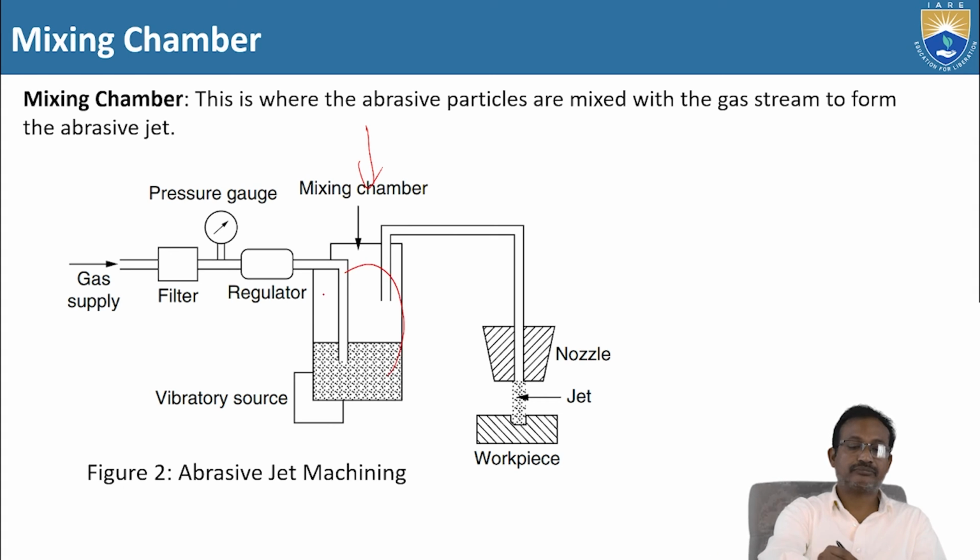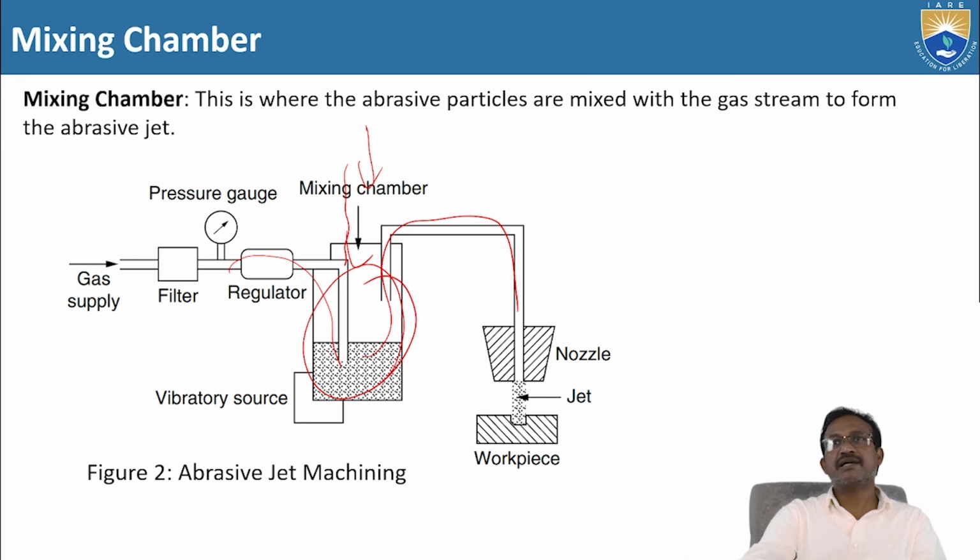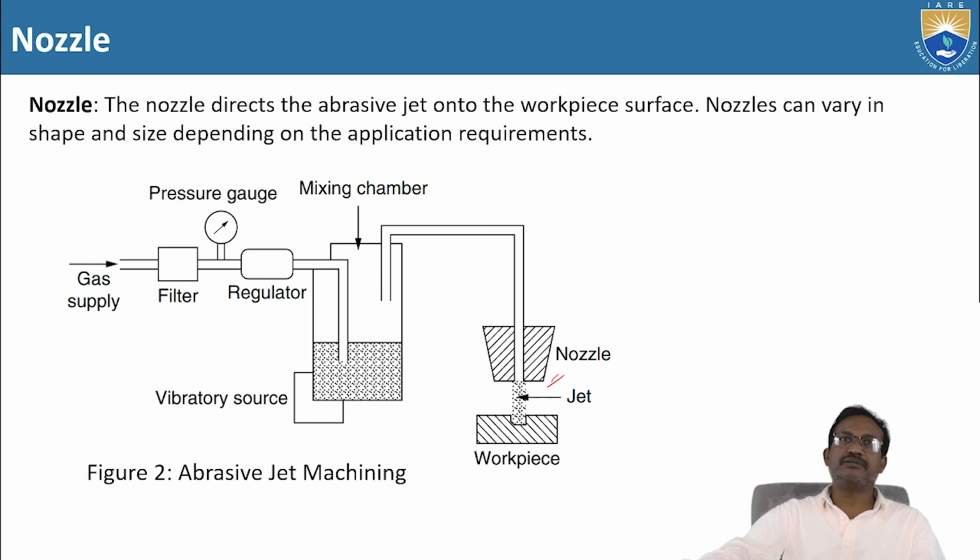Here abrasive particles will come, the gas flow will come, and that mixture of abrasive particles and gas will flow to the exit system, come to the nozzle and strike the workpiece. The nozzle directs the abrasive jet onto the workpiece surface, so the nozzle plays the predominant role. The nozzle diameter and the distance between nozzle tip and workpiece are very much important. Nozzles can vary in shape and size depending on the application requirements.